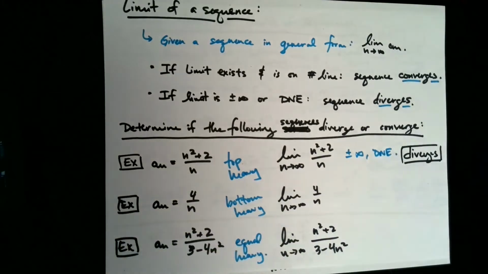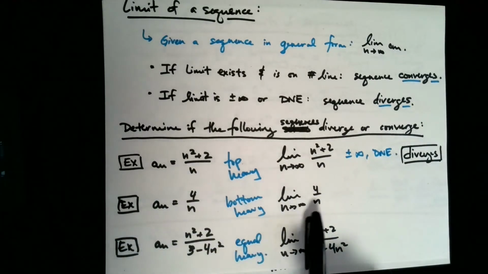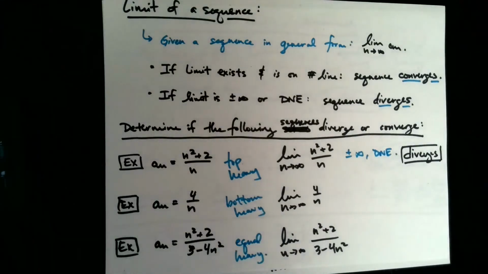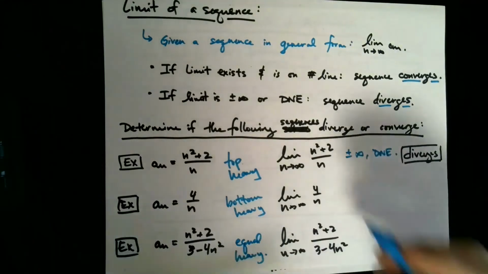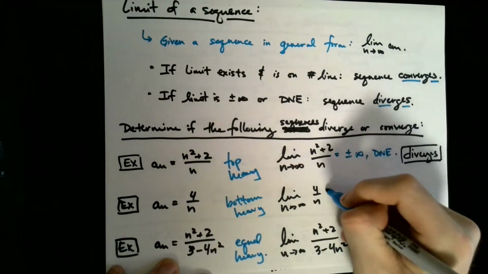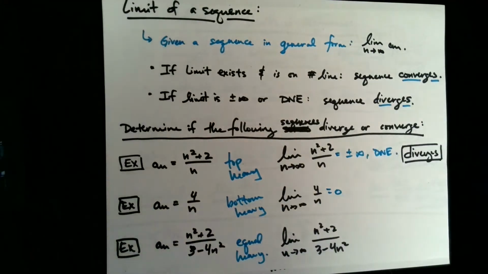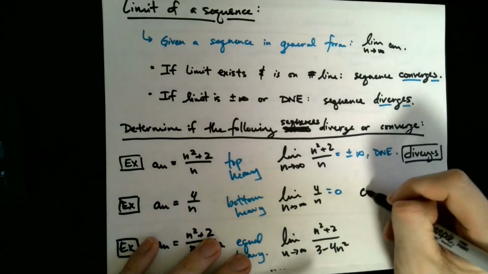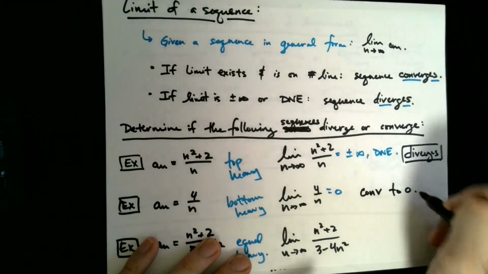What about 4 over n? Well, if you recall bottom-heavy expressions here, the denominator is getting large, and if you take 4 over a very large number, that's going to be practically nothing. In fact, this limit will be equal to 0. And when the limit is 0, note that is a number from the number line. So here, this sequence converges to 0.